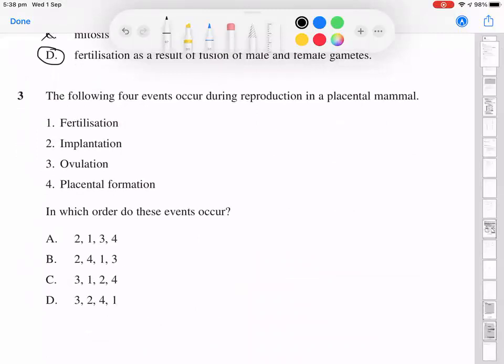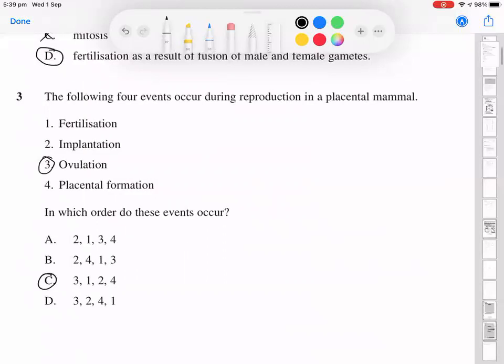So this is just an order question where you really just need to memorize this sequence. So our answer is going to be option C, and that's because we've got ovulation, and then for that to occur, the egg needs to be fertilized, which will allow it to then be implanted. And after the cell has started to divide and divide and divide, we'll get some placental formation occurring.